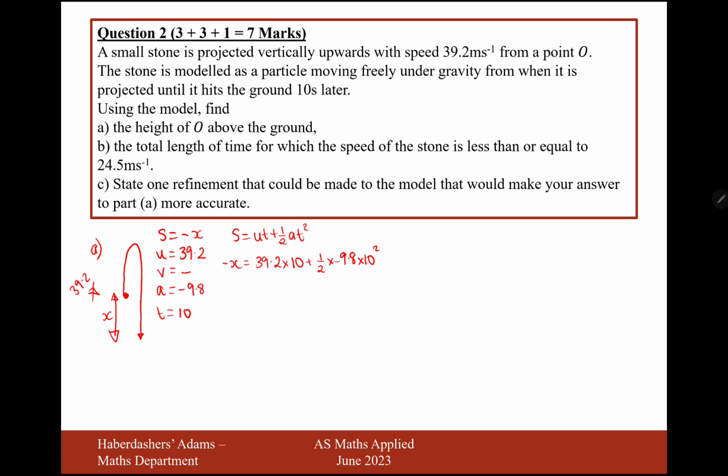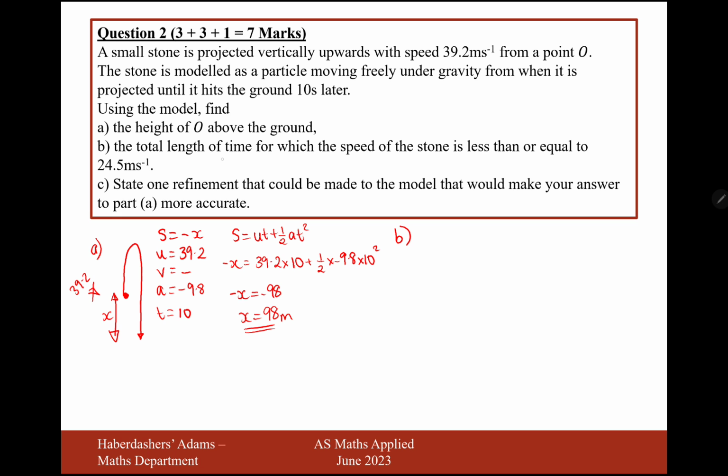I'm going to put that all into the calculator. So 392 add 0.5 times minus 9.8 times 100, and we get minus 98. So x is therefore 98 meters. Okay, there we are. That's the answer to part A.